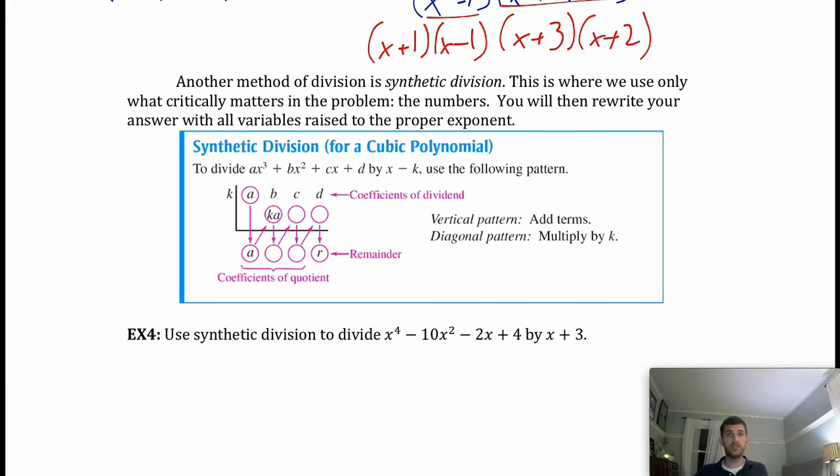Now, another way we can do this is called synthetic division. Now, this only works in certain circumstances, and I'll talk more about that in a second. So the nice thing about synthetic division is you don't have to write nearly as much. It's much, much, much quicker. Let's take a look at this box here.